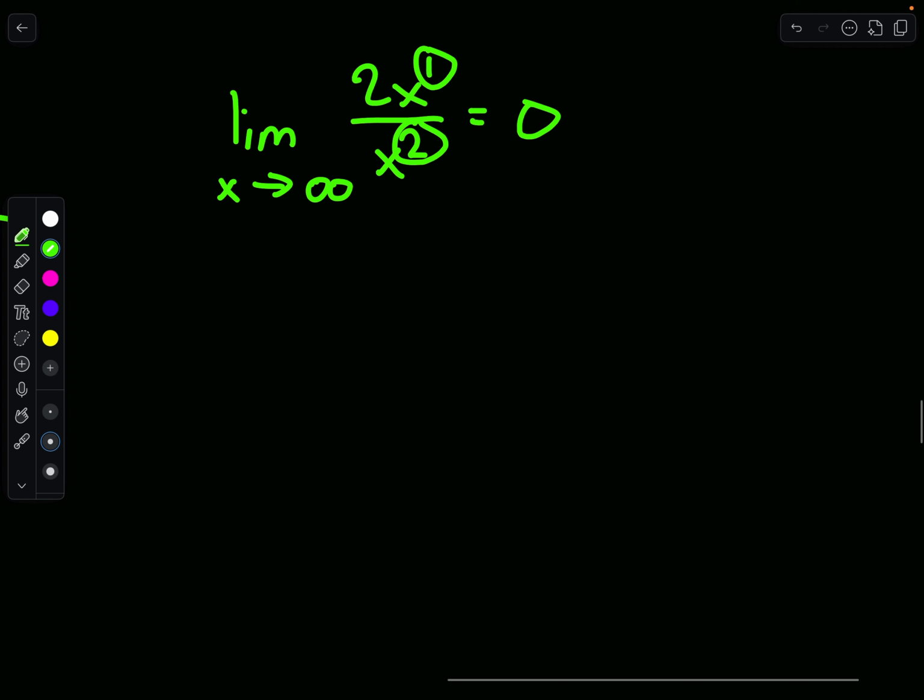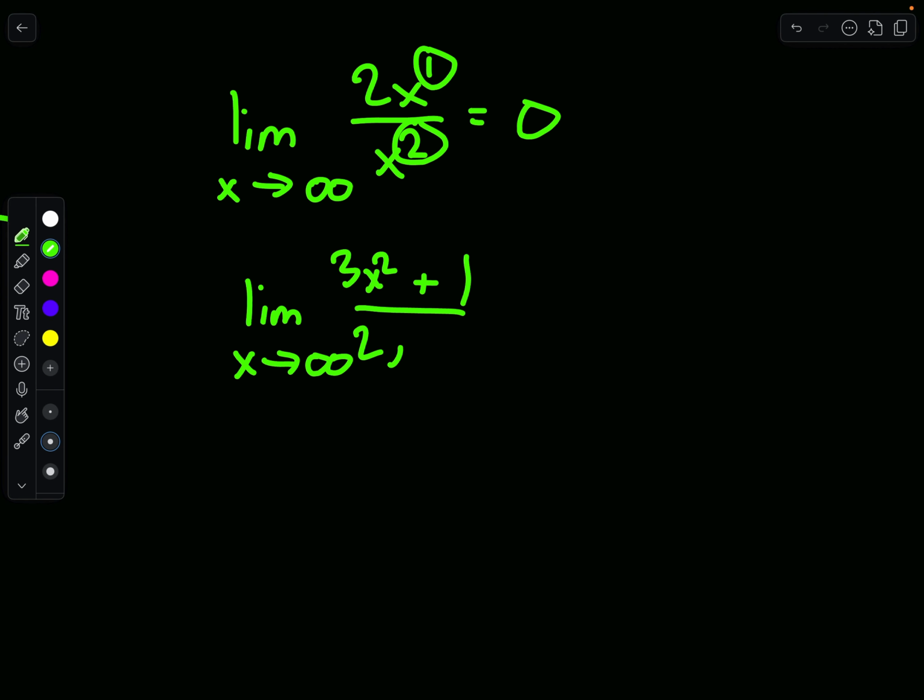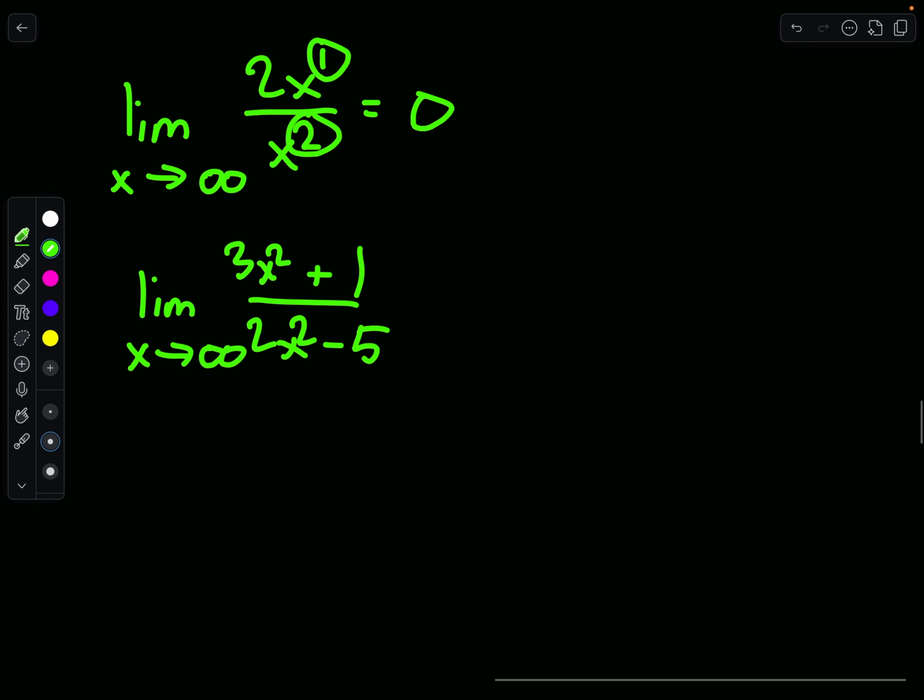So if the denominator grows faster, the whole fraction is going to shrink to 0. Now, another case is when the degrees are equal. So let's say limit as x goes to infinity of (3x squared plus 1) over (2x squared minus 5). Here, as x goes closer and closer to infinity, this approaches 3/2.